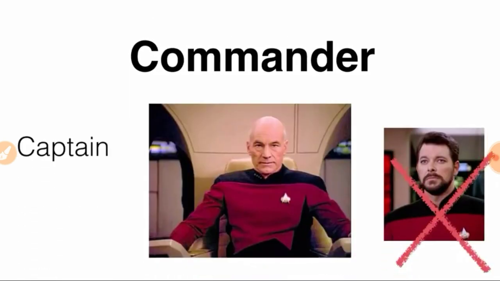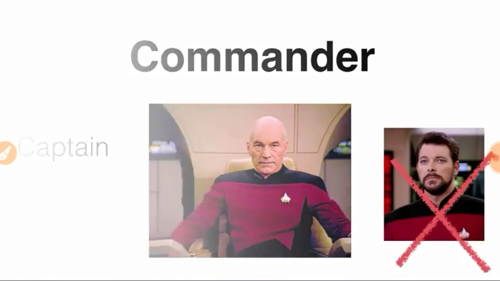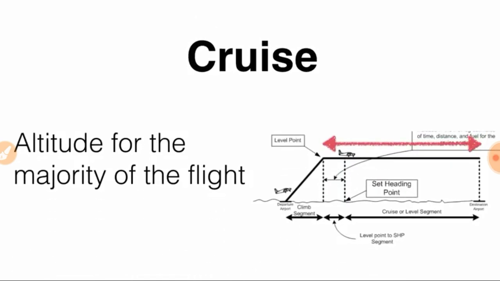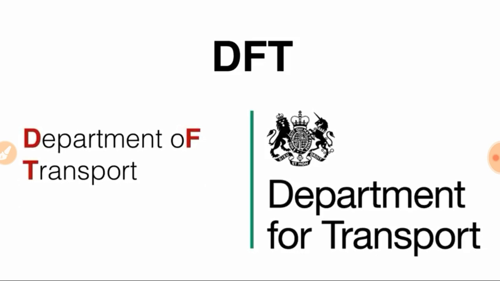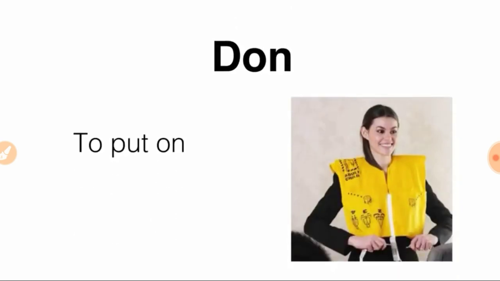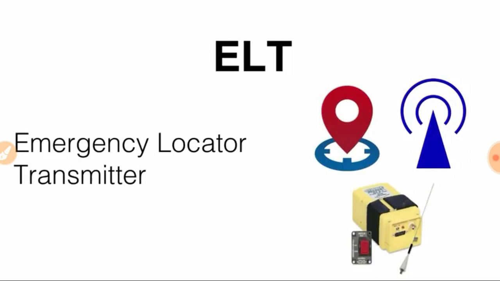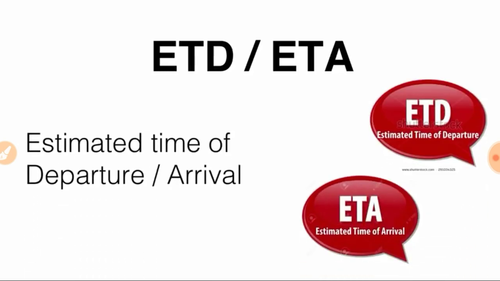Commander. Another word for captain. Cruise. Altitude for the majority of the flight. DFT. Department for Transport. DON. To put on. ELT. Emergency Locator Transmitter. ETD and ETA. Estimated time of departure or estimated time of arrival.